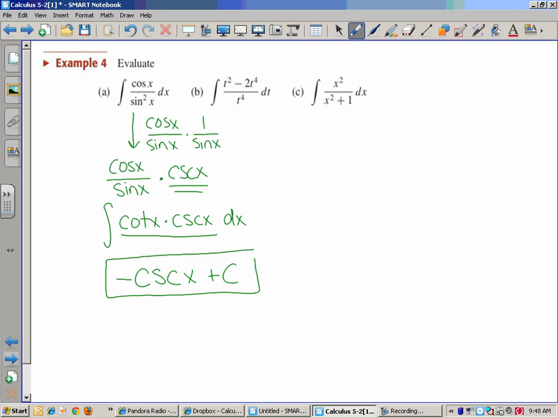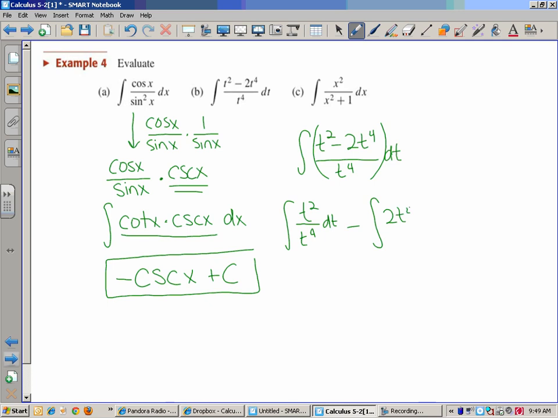Okay. So now let's do example B. So again, I don't want to use the quotient rule. So I want to break this up into two separate fractions. And again, all of this is getting to t. So this is really the integral of t squared over t to the 4th dt minus the integral of 2t to the 4th over t to the 4th dt. And so this is going to reduce to 1 over t squared. This is going to reduce to just 2.